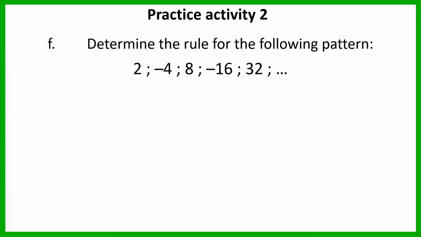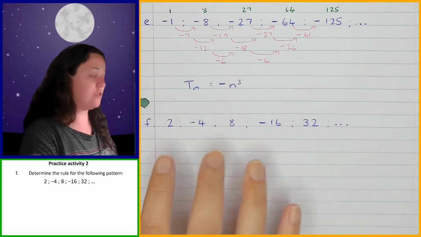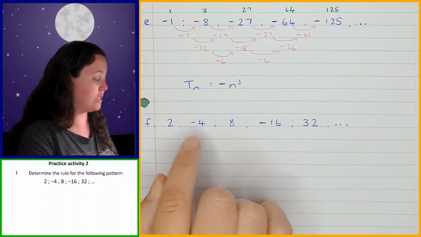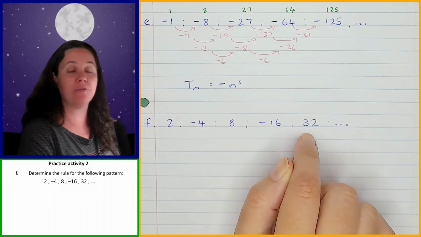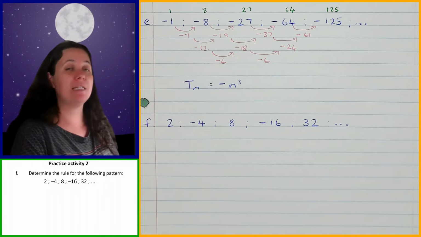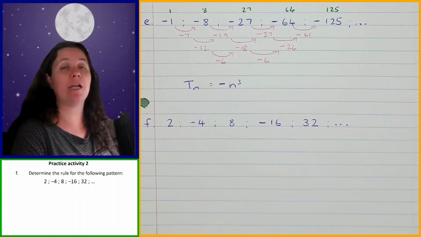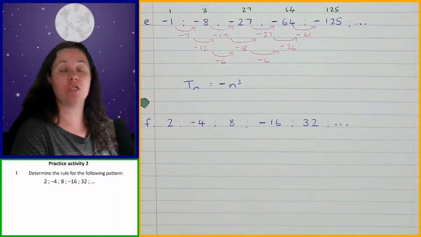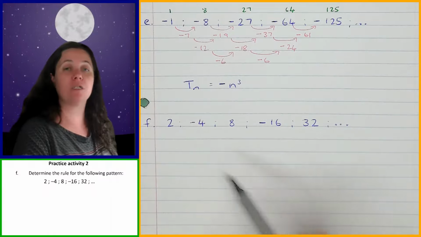Okay, so let's go through that question. Okay, so now for this one, the first thing you should have noticed is that you've got alternating signs here. You've got positive and negative and positive and negative and positive. So as soon as you see that you've got alternating signs like that, that is an indication to you that it is probably going to be a constant ratio. So I'm not even going to worry about checking for a constant difference here. I'm going to go straight on to checking for a constant ratio because I can see the alternating signs.